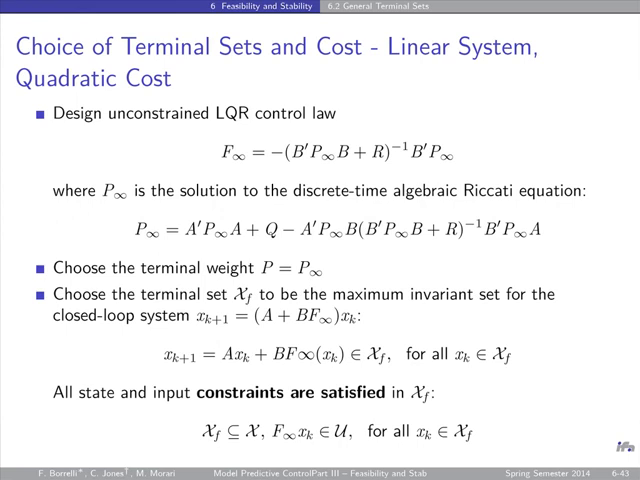Okay? What are you left to design? So I've chosen the terminal cost. I have to design the terminal set. Okay? Terminal set, I'm suggesting do the following. Compute the maximum invariant set, so it's the largest invariant set, for the linear system once you apply the unconstrained LQR. This is this guy here.